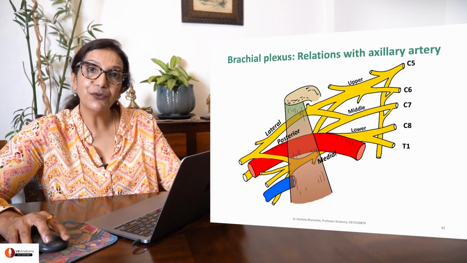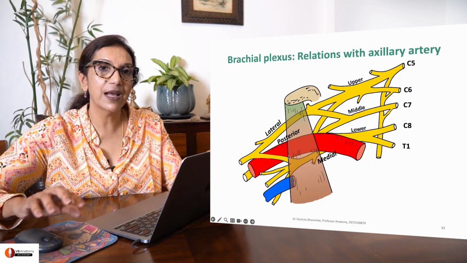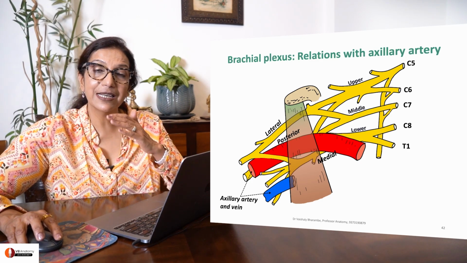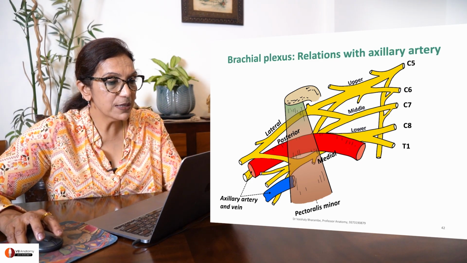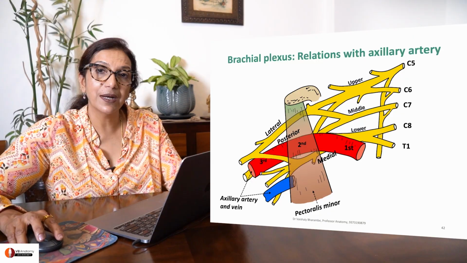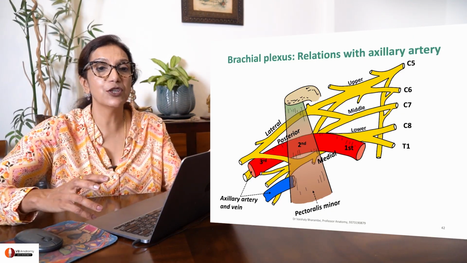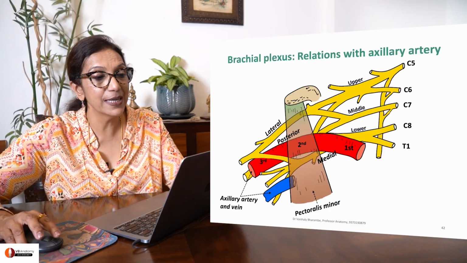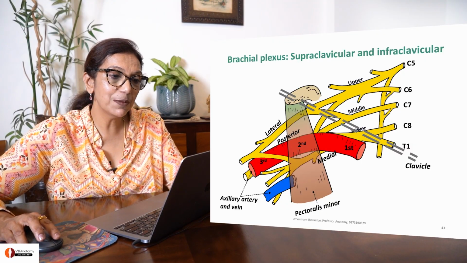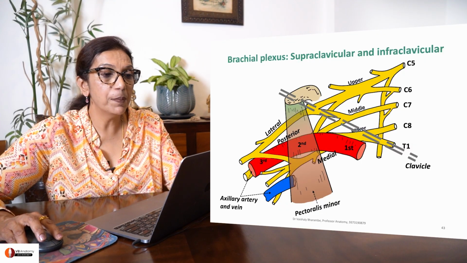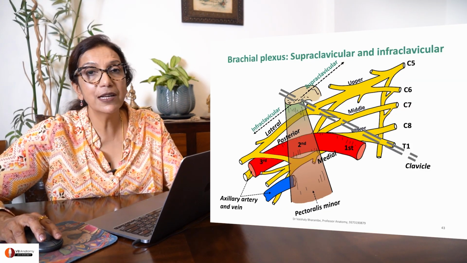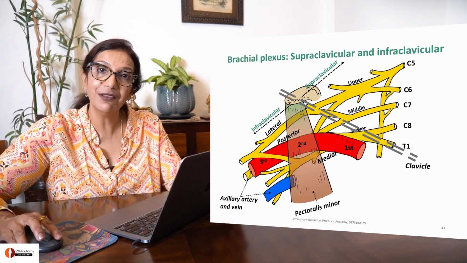Now it has got some important relations, like you can see how the cords are surrounding the axillary artery and medially related to the axillary vein. This artery is crossed by the pectoralis minor, dividing the artery into first, second and third part. Brachial plexus has got variable relation with these 3 parts of axillary artery. The clavicle crosses the brachial plexus, dividing it into an upper part called the supraclavicular and a lower part called the infraclavicular. Let's first learn about the supraclavicular, then I'll teach you about the infraclavicular.